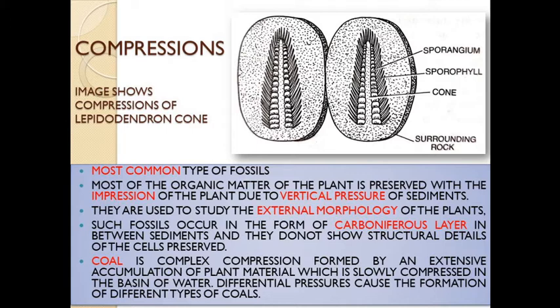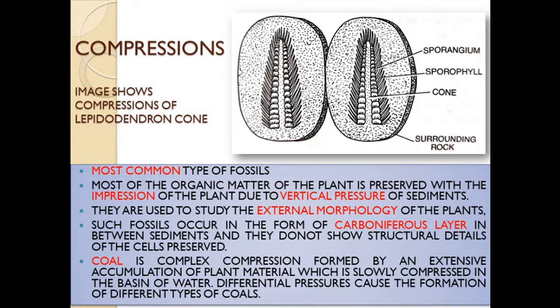And coal is complex compression formed by an extensive accumulation of plant material which is slowly compressed in the basin of water. So coal is a very good example of this compression. So differential pressure causes formation of different types of coals. So if we think that there is a 15 feet thick half rotten tree trunk, it has branches, it has leaves, it will produce approximately 1 feet thick coal layer.